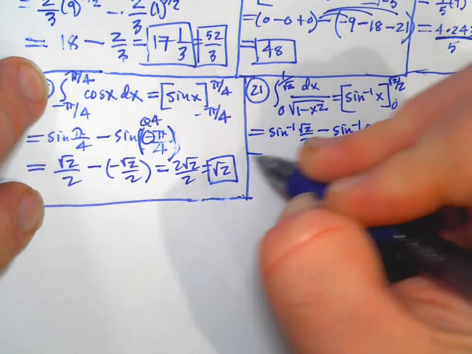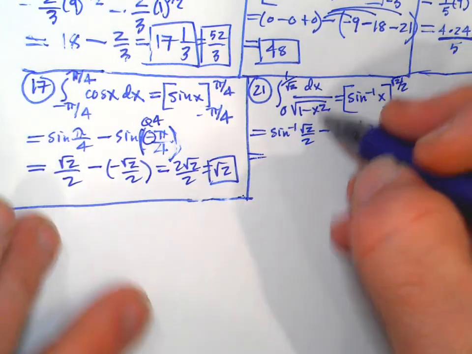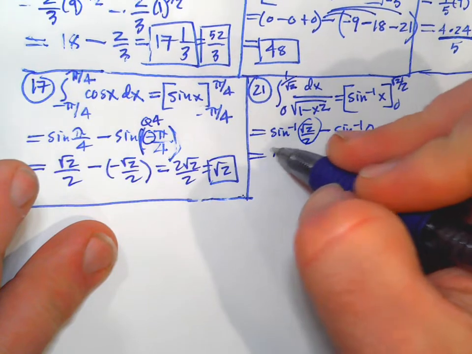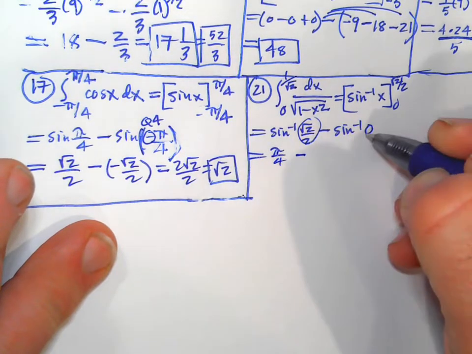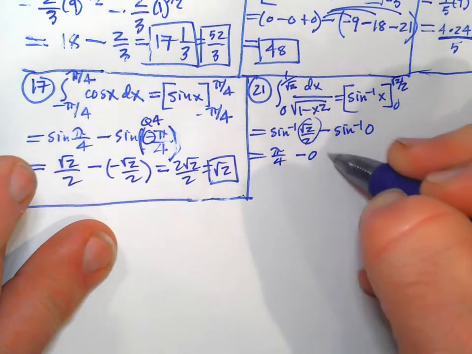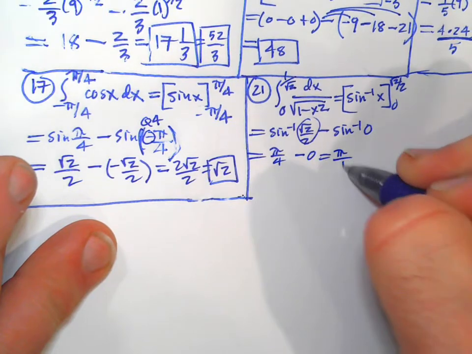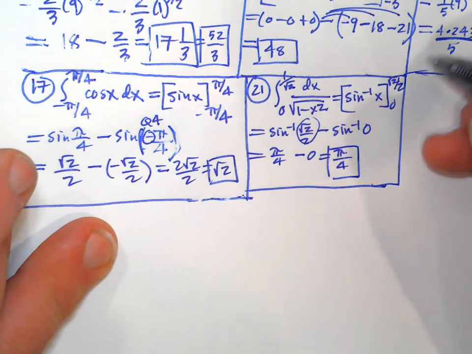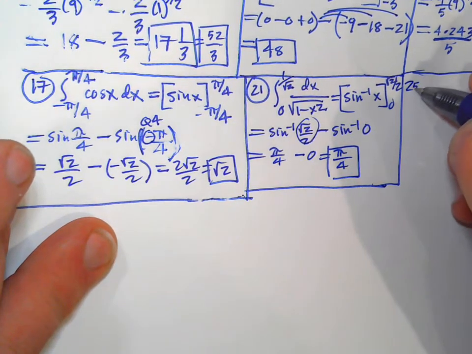So now this is asking for the angle, principal values. What angle would you plug in to sine to get root 2 over 2? Pi over 4. What angle would you plug in to sine to get 0? 0. The answer is pi over 4. Let's see, 25.